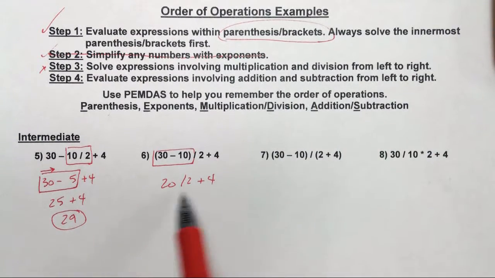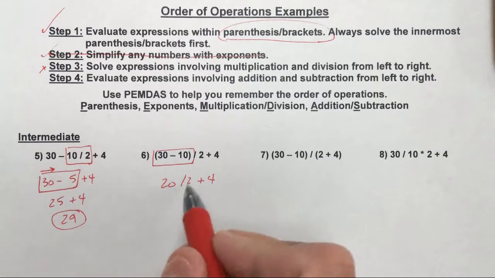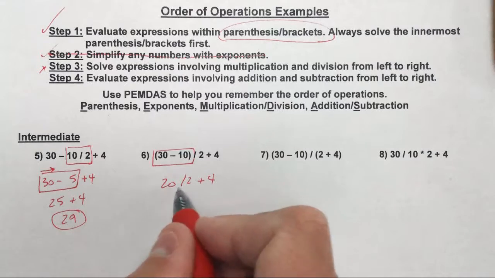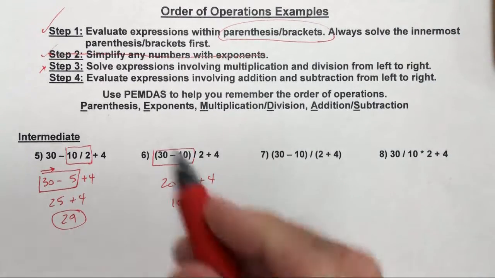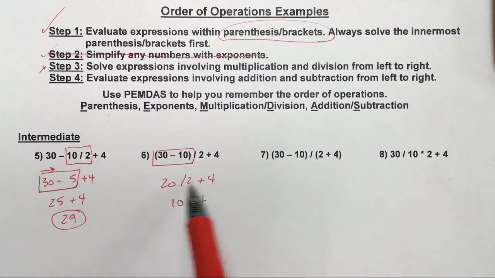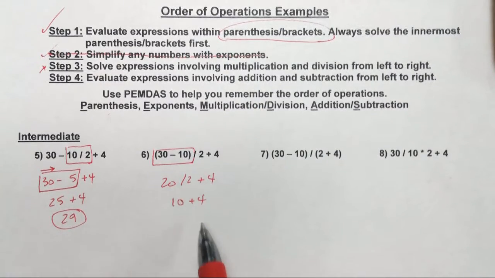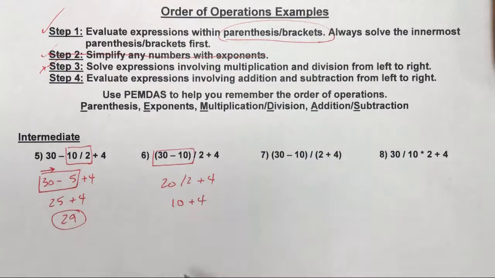Well, we have division in here, right? So from left to right, I have this divide by 2. So I need to, from left to right, solve this first. So this 20 divided by 2 becomes a 10 plus 4. So that there's no more addition, multiplication or division going from left to right. So I can kind of eliminate step 3 here.